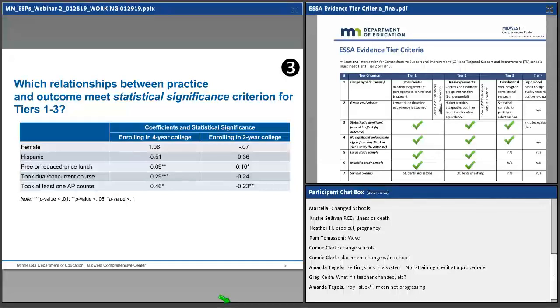So if you could find the practices and find the outcomes first, make sure you have a good sense of what the practices are and what the outcomes might be. Look for the statistically significant relationship and tell me which of these relationships have statistical significance.